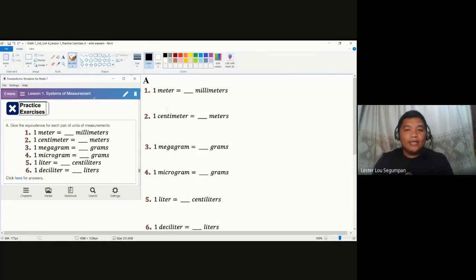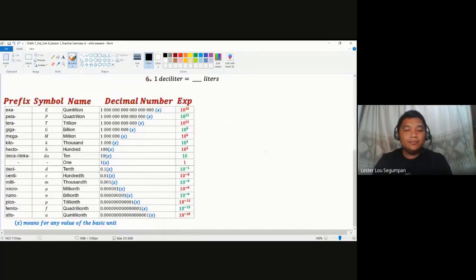Now, again, the metric system usually uses prefixes. I'm going to show you the summarized table shown in your module as well. Here at the bottom, we have the prefixes used for the metric system from exa to atto, because these are the common prefixes that we use in the metric system. And then we are given the equivalence. This equivalence for each of the given prefixes is based on the unit.